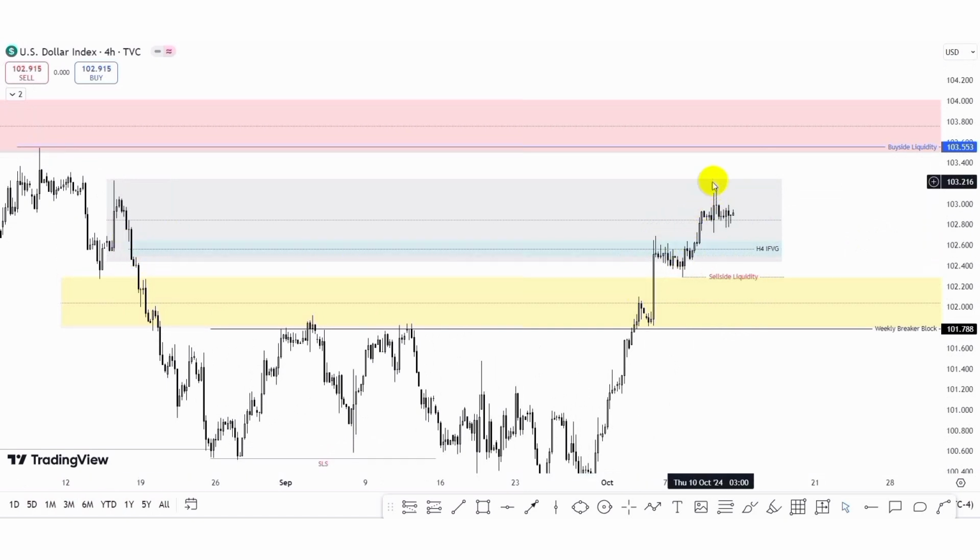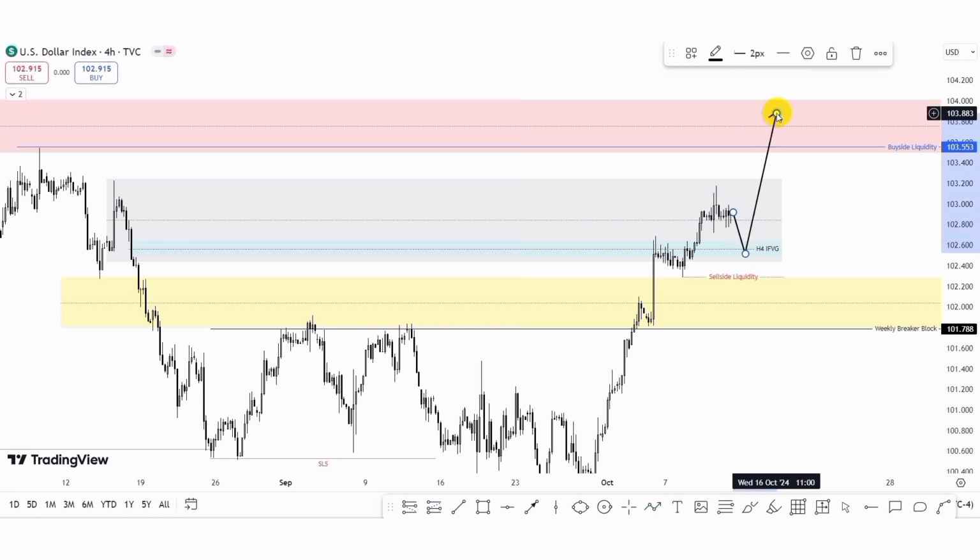Now we're expecting to see that the 4-hour fair value gap will support price, then push price to the upside to raid the buy side liquidity. So now what we are to see or expect is either we see that the market is going to return to the 4-hour fair value gap, which is now an inversion fair value gap, and then we have the continuation of price to the upside.